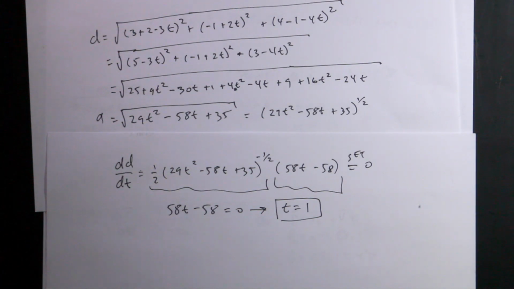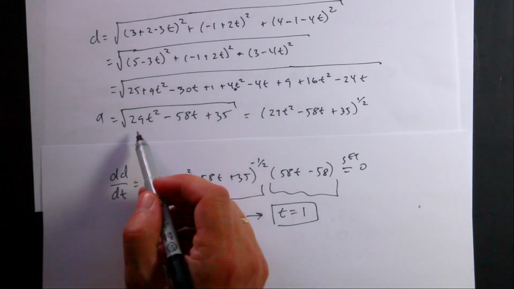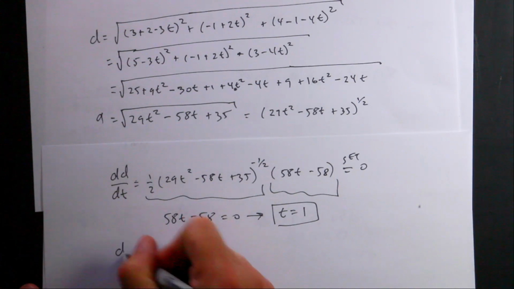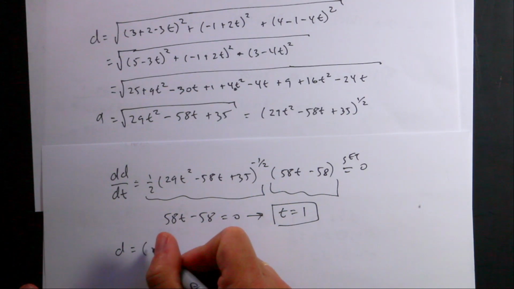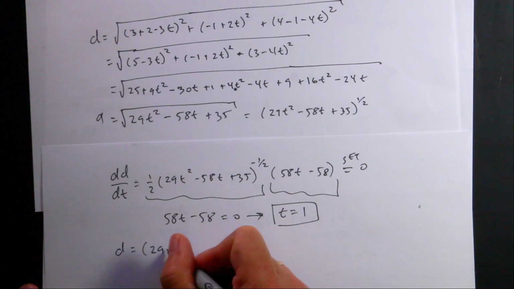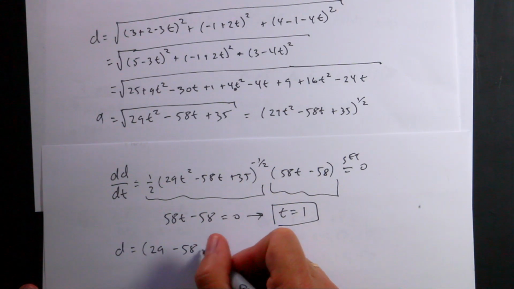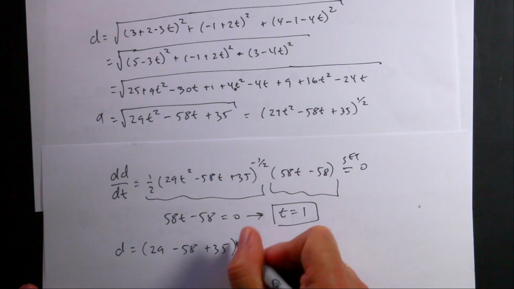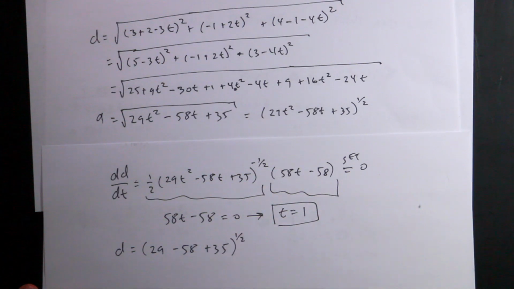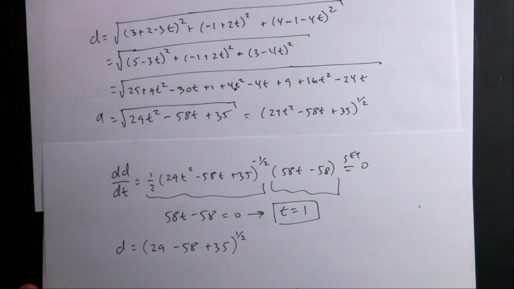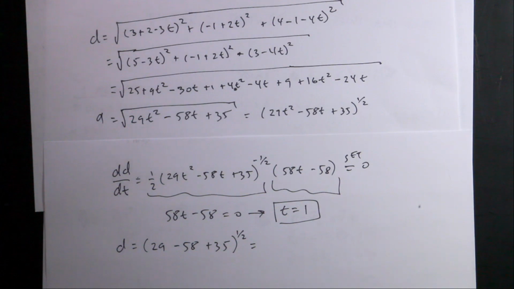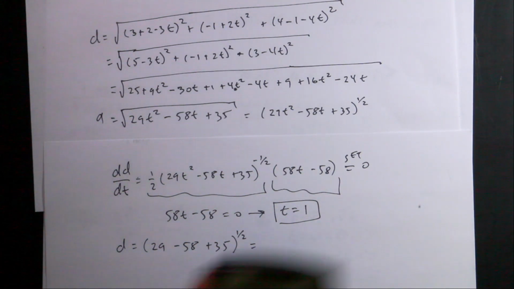Now I can go back in my distance formula. I could do it any way. I could use this formula up here. And I could say distance is equal to 29 times 1 squared minus 58 times 1 plus 35 to the 1/2 power. And so this is, let's put it in the calculator.